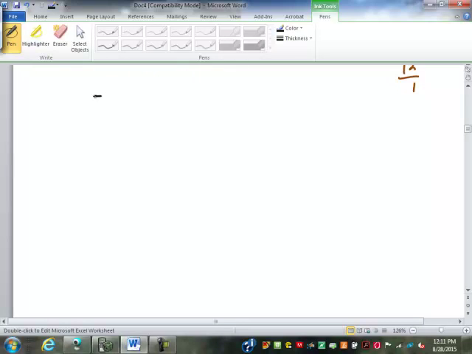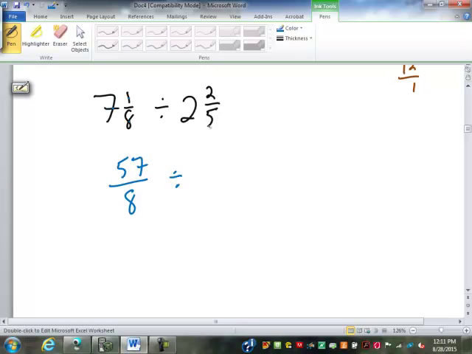Division. Division, of course, we're going to turn into multiplying by reciprocal, so we're going to do the same things with multiplication. We're going to make improper fractions. 7/8 becomes 7 times 8 is 56, 57. Good. 2 2/5, 12/5.